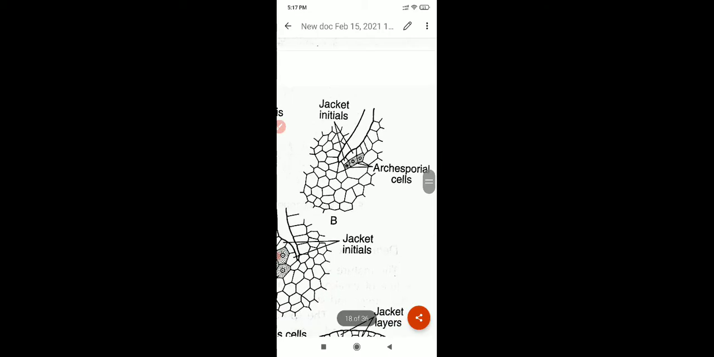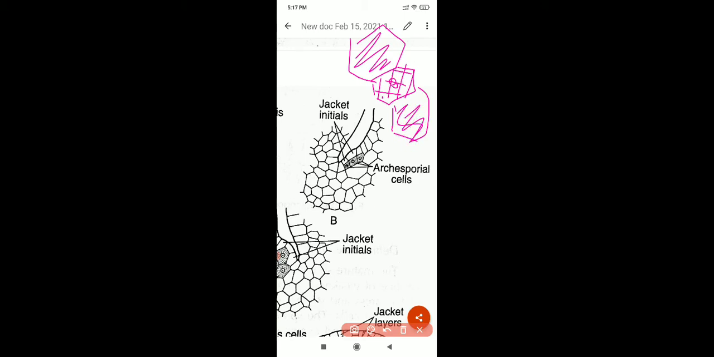Let me draw. Let's say this is that sporangial initial cell. Now it will divide and there will be one cell here, one cell there and one cell below. Now, wait, it's not dividing. This is your sporangial initial, that cell in the A diagram. Now the cells in this layer and this layer, they also will have some function.